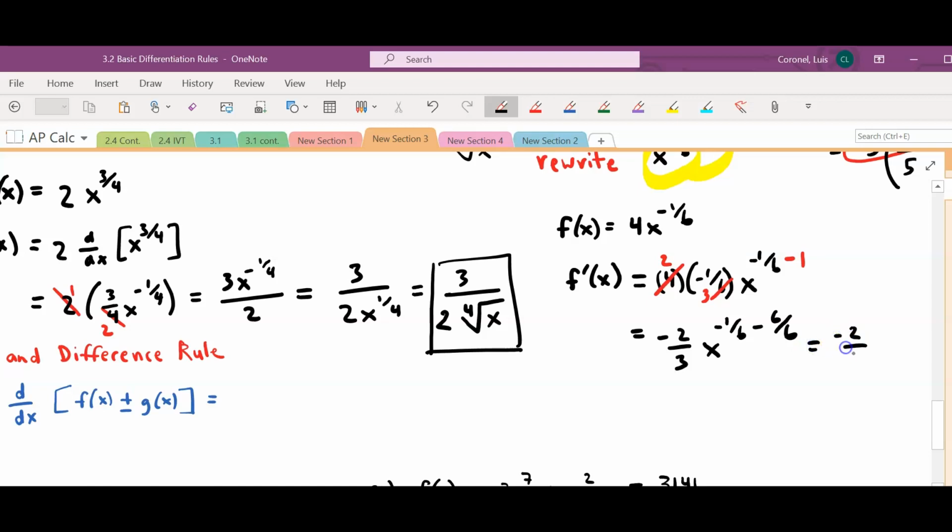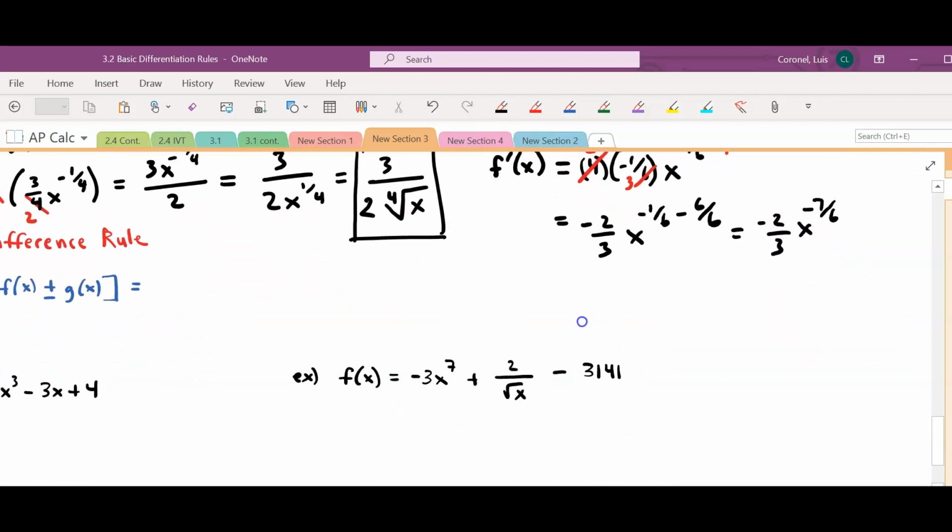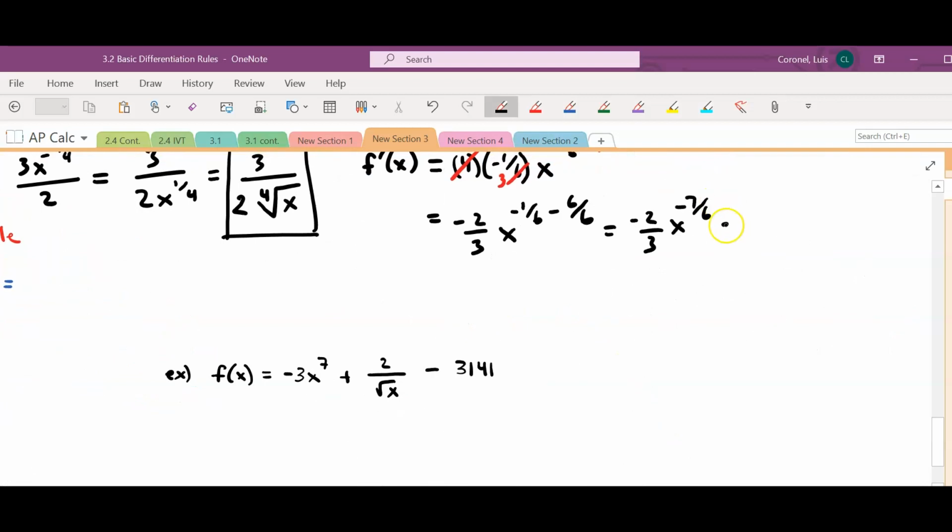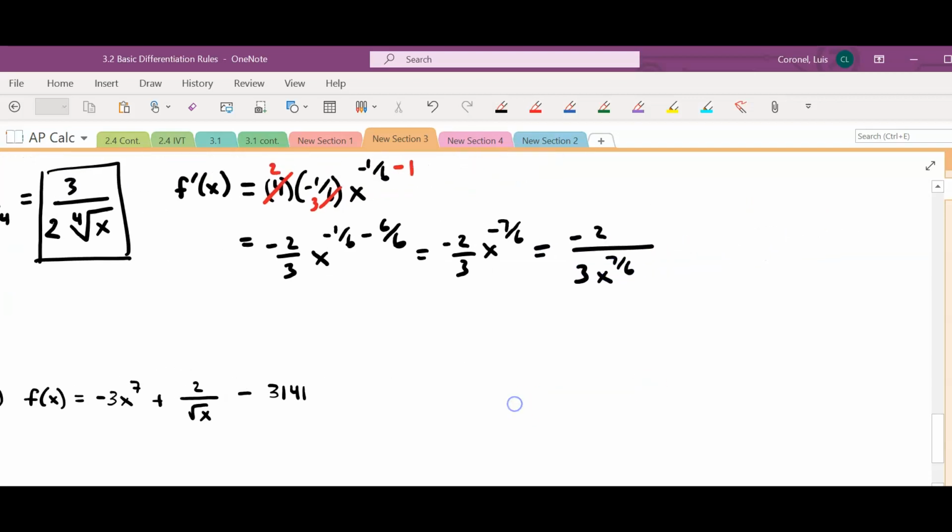So my final answer is negative x to the power of negative 7/6. But remember about those negative signs, the powers, you want to make them positive. So we're going to bring the variable to the bottom, and you have a power of 7/6. So we can rewrite as much as possible. So we have x to the 7th power, and this is the 6th root.